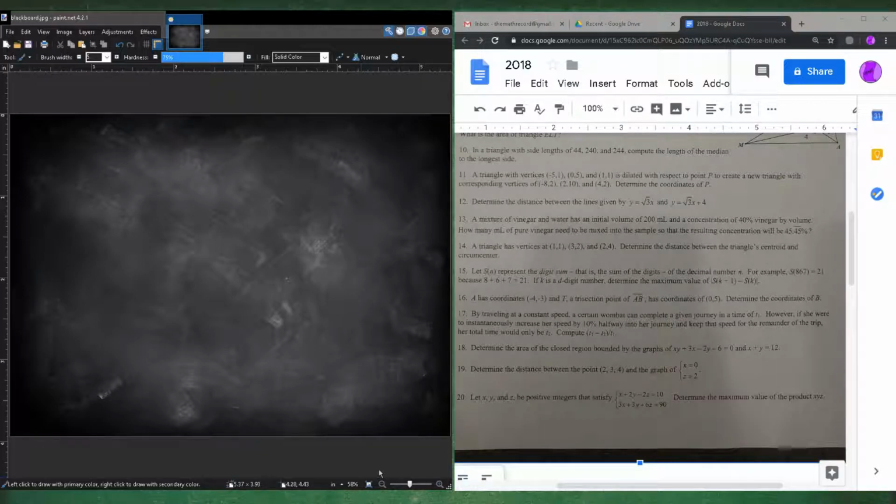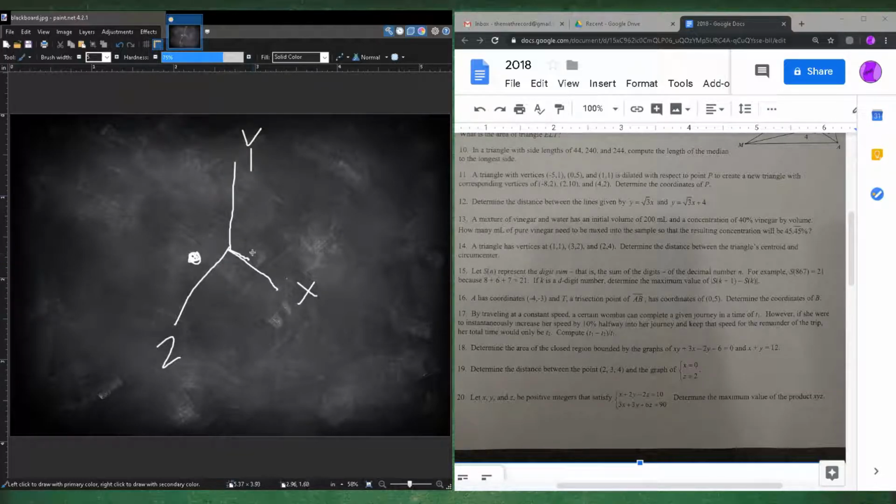Number 19. Determine the distance between the point (2, 3, 4) and the graph x is equal to 0 and z is equal to 2. Okay, let's kind of draw a graph. So something like this. This is the x-axis, this is the y-axis, and this is the z-axis. So we have a point at 2, 3, and 4. So yeah, somewhere around here, right? So 2, 3, 4.